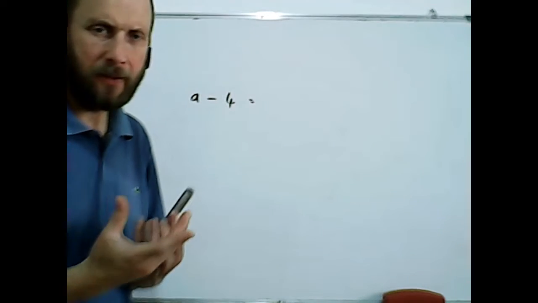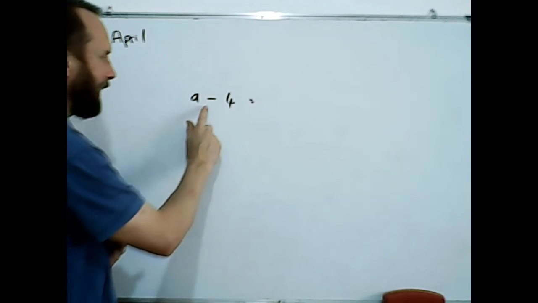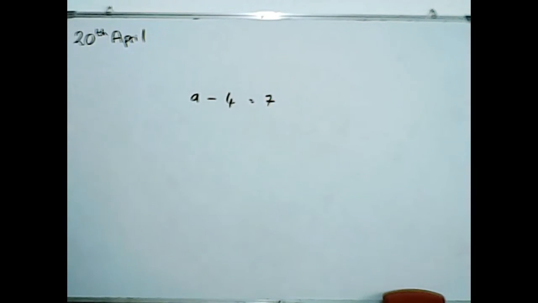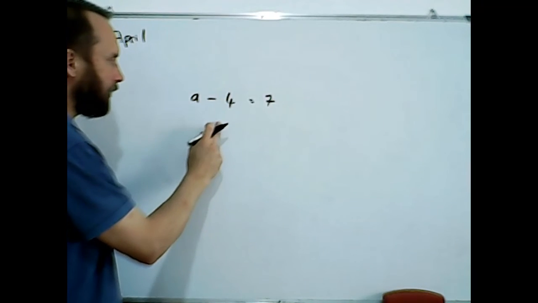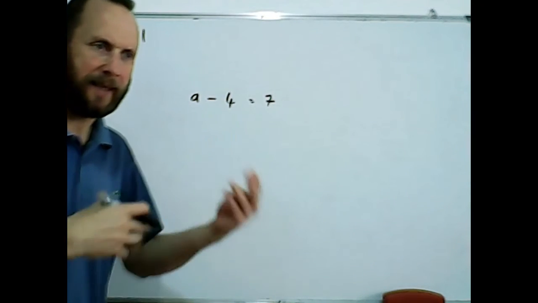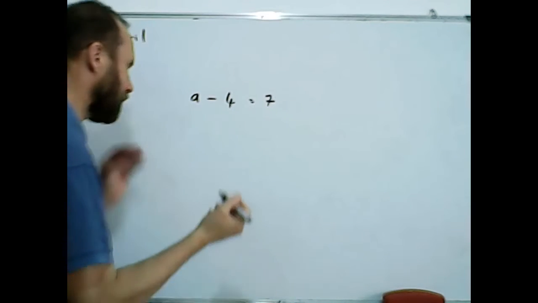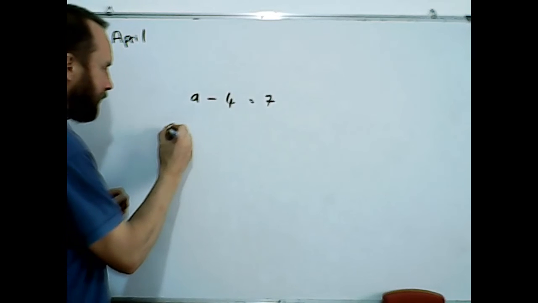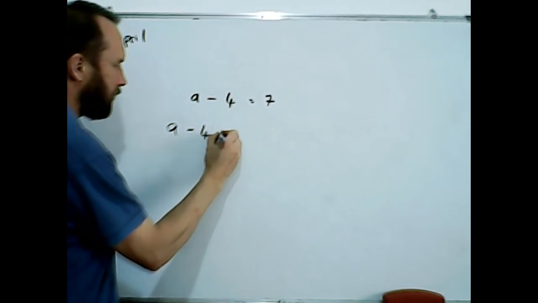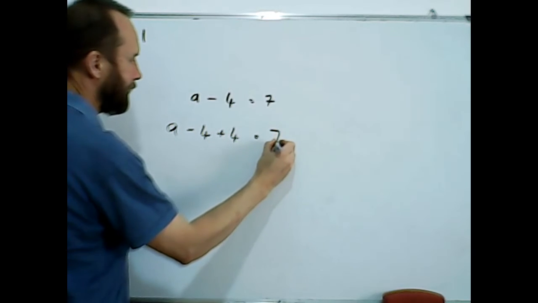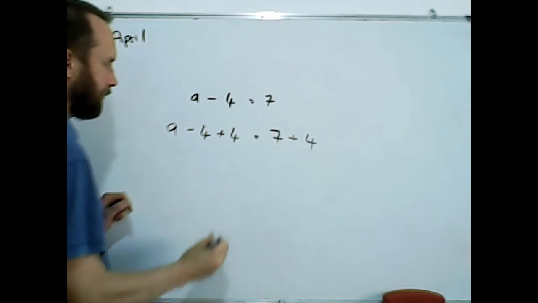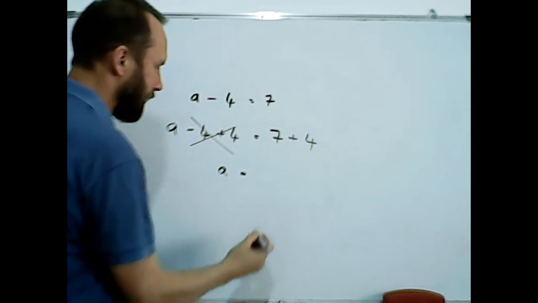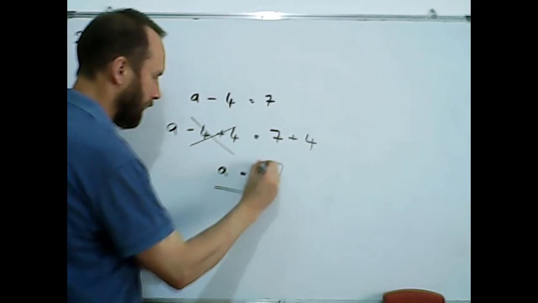So we've done a plus one. Let's do a minus one. So we've got a minus 4 equals 7. How do we get rid of a minus 4? Well, if we get rid of a plus 4 by adding a minus, we get rid of a minus by adding a plus. Don't forget, whatever we do to this side, we have to do to this side. So we've got a minus 4 plus 4 equals 7 plus 4. These cancel out, and we end up with a equals 7 plus 4, so a equals 11.